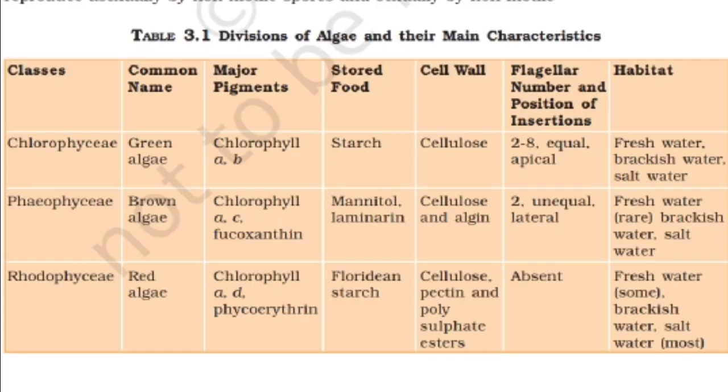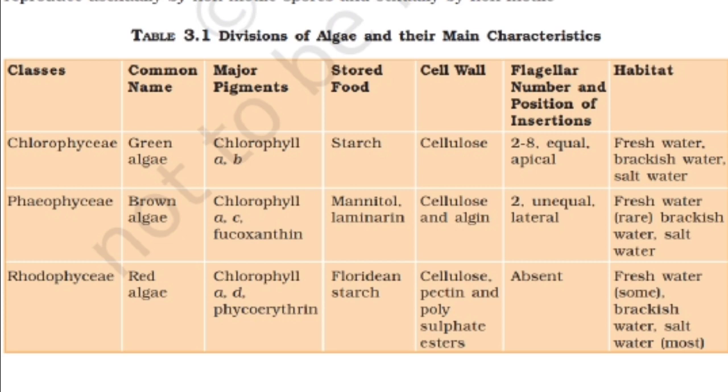Table 3.1 Divisions of algae and their main characteristics. Classes: Chlorophyceae, Phaeophyceae, Rhodophyceae. Common names: green algae, brown algae and red algae. Major pigments in Chlorophyceae: chlorophyll a and b. In Phaeophyceae: chlorophyll a, c and fucoxanthin. In Rhodophyceae: chlorophyll a, d and phycoerythrin. Stored food in Chlorophyceae: starch; in Phaeophyceae: mannitol and laminarin; and in Rhodophyceae: floridean starch.